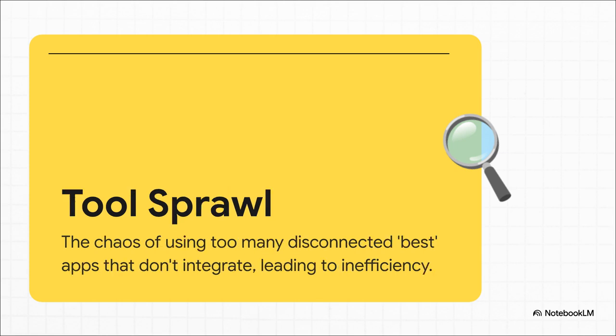The second killer is what I call tool sprawl. We all get excited about the best new app for every little thing, right? But before you know it, you've got 10, 20 different tools that don't talk to each other. You're manually copying data from one place to another, and your sleek, efficient system has turned into this digital Frankenstein's monster.